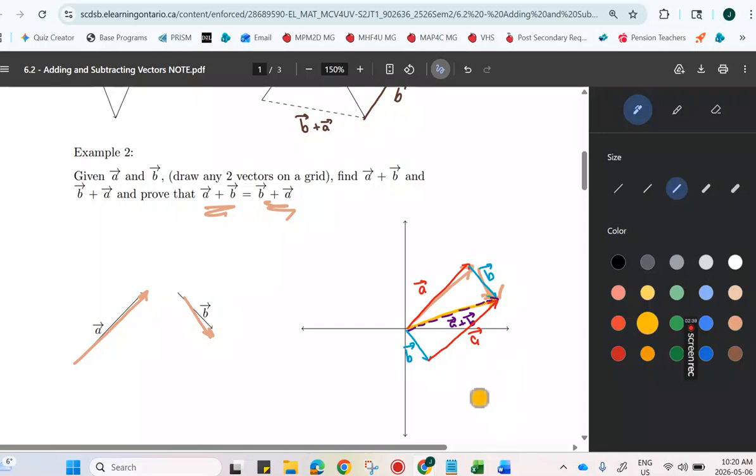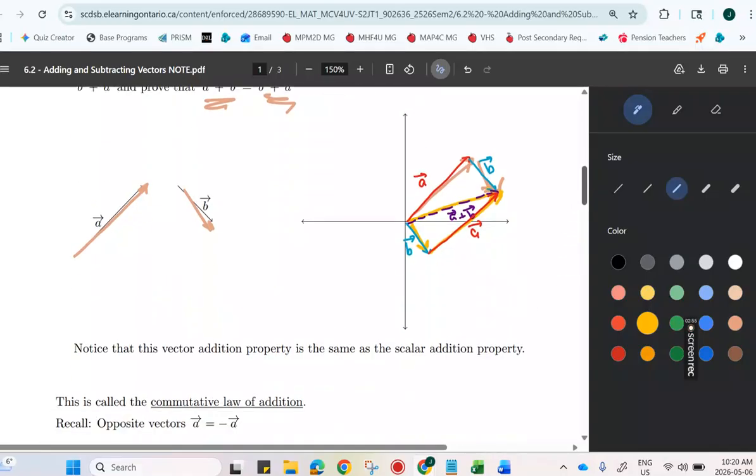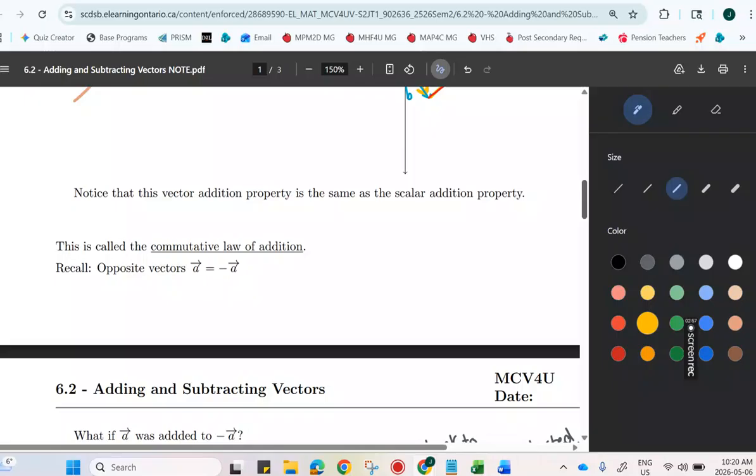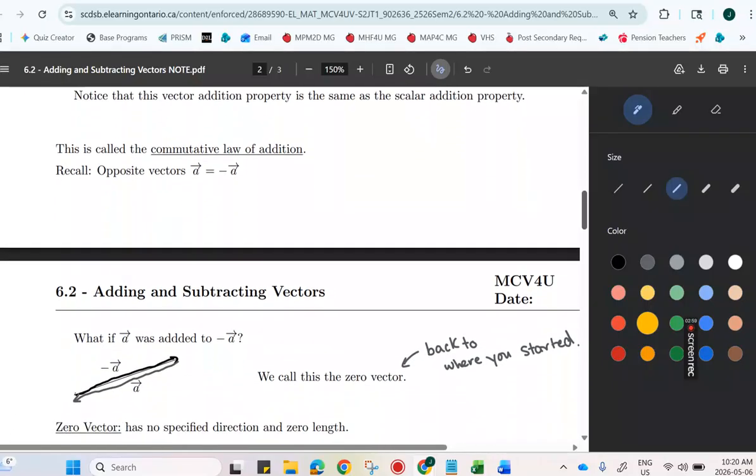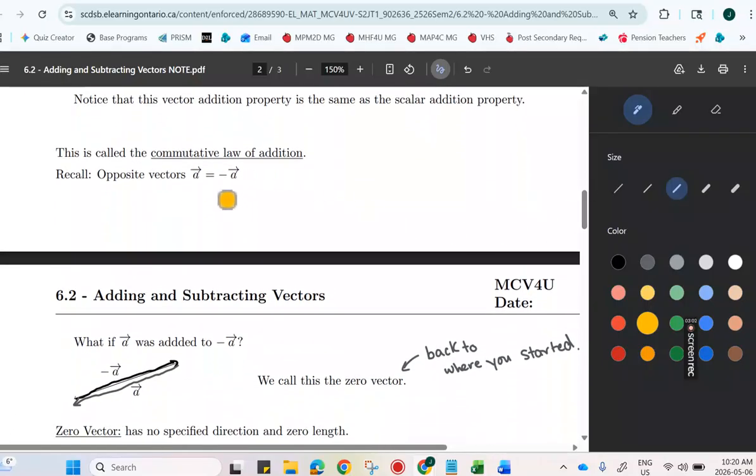Now, what if I were to go vector B plus A? It's important because I'm starting with B now. So look at the blue. Vector B first, plus vector A. But we still get the same resultant vector, the same purple vector. This is called the commutative law of addition. Now what about subtracting vectors?